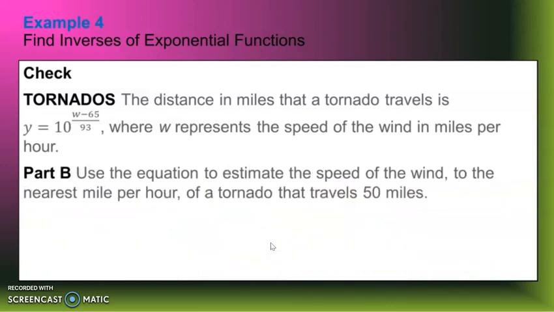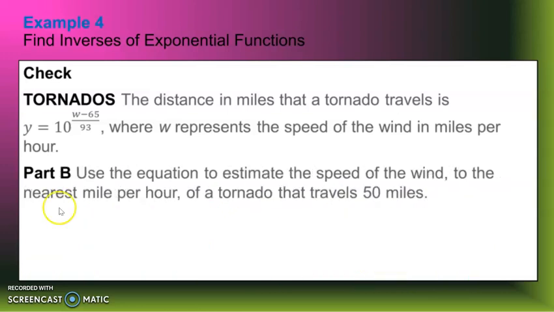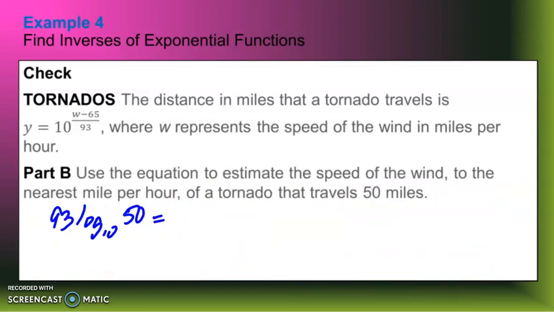Part B says, use the equation to estimate the speed of the wind to the nearest mile per hour if a tornado travels 50 miles. So if I go back to my answer of 93 log base 10, my y is my distance. So I'm going to put 50 in for y. I have to do the plus, so the plus 65.